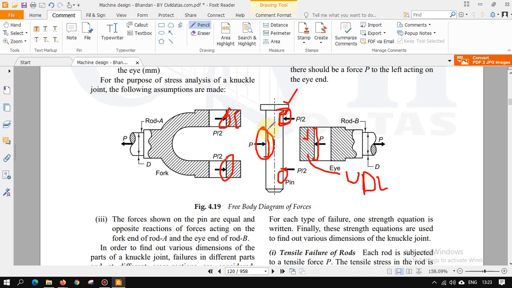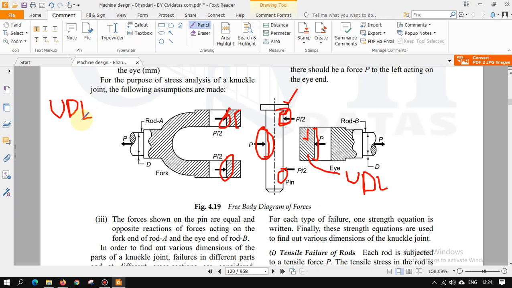Fine. Now, did I give you an explanation of what VDL and UDL are? Did I give you a brief explanation about it? Yes or no? Okay, fine. What is UDL and what is VDL? Let us make it very short.